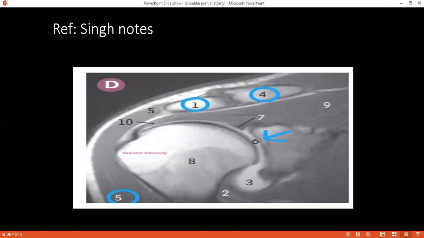Okay, please, one last question. Can you name a few structures which are attached to the coracoid process? Coracoid process, yes. Muscles, it is the short head of biceps and coracobrachialis and the pectoralis minor. Very good. And then there are ligaments like coracoclavicular ligament, coracoacromial ligament, and also coracohumeral ligament. Very good.